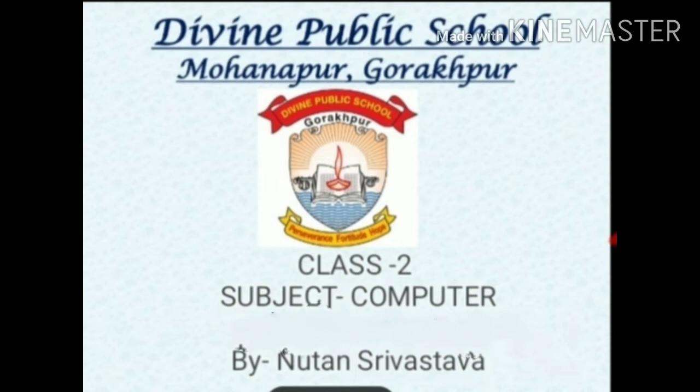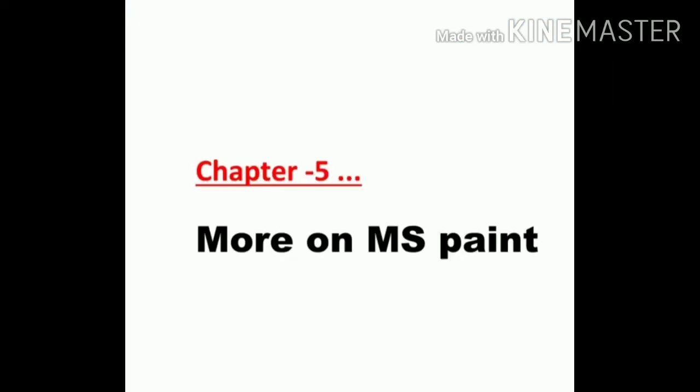Now I am here to introduce our new lesson that is more on MS Paint. Students, in the previous class you have already learned how to draw simple drawings. Paint is a simple program to draw pictures on the computer screen and paint them with beautiful colors. It tells about the advanced features of MS Paint, like changing the outline style, drawing curved lines and painting with brush.